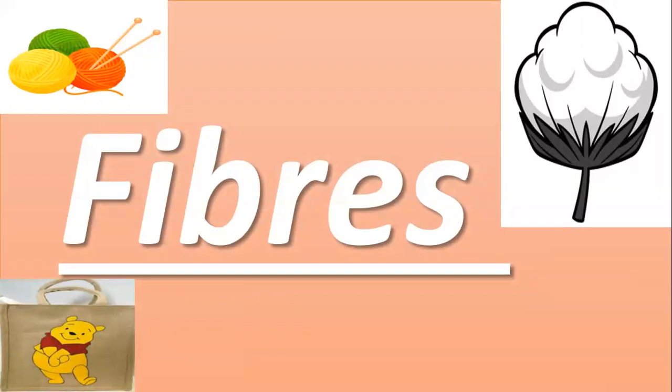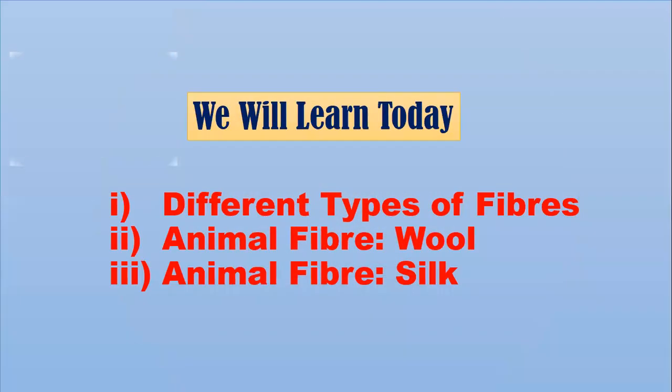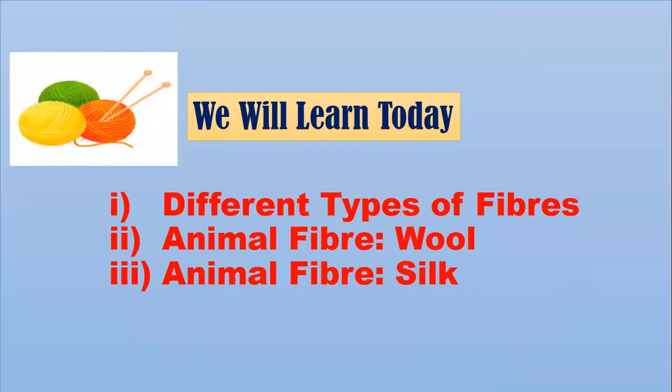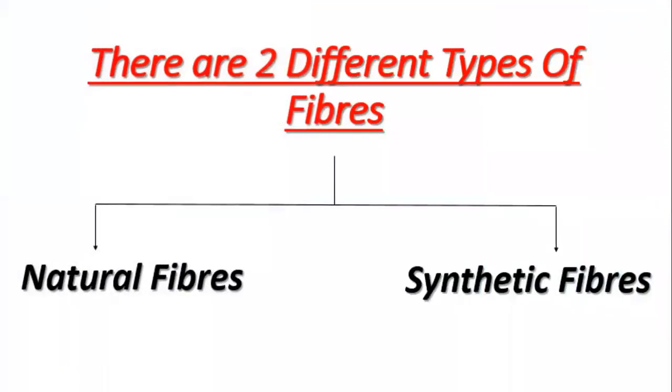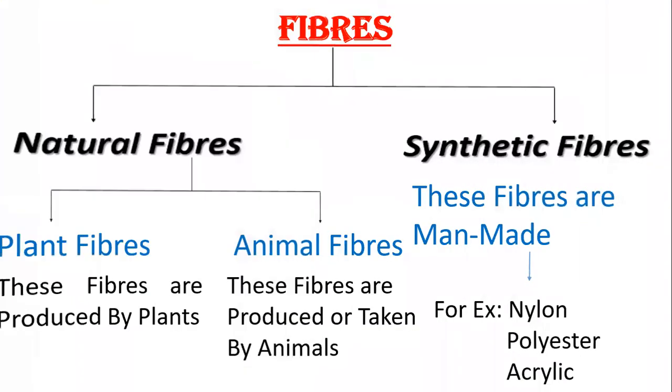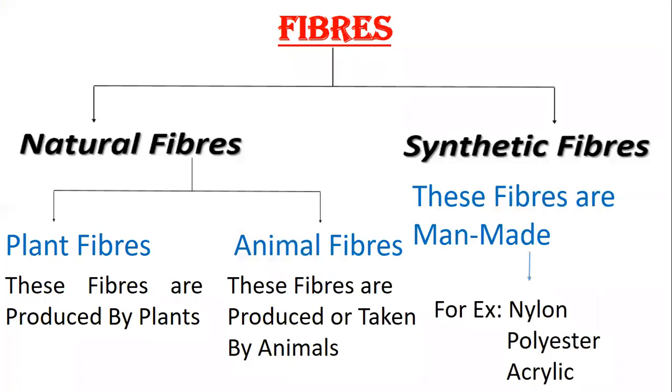Today we'll take the topic fibers. Now we will learn today different types of fibers, animal fiber wool and animal fiber silk. Now basically there are two types of fibers, natural fibers and synthetic fibers. So now I'll explain you about fibers in two ways. One is the flow chart part and the other part is the theory part. So first I'll explain the flow chart.